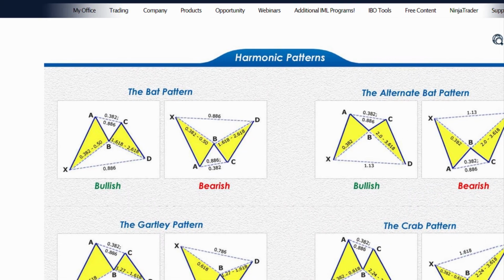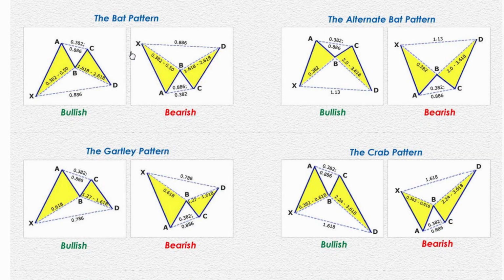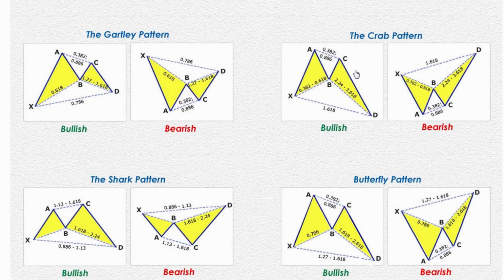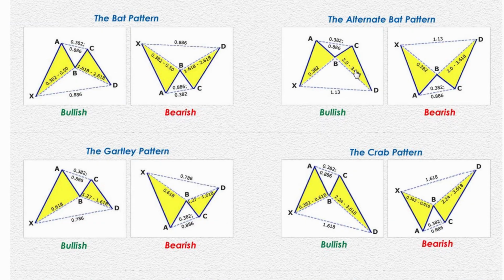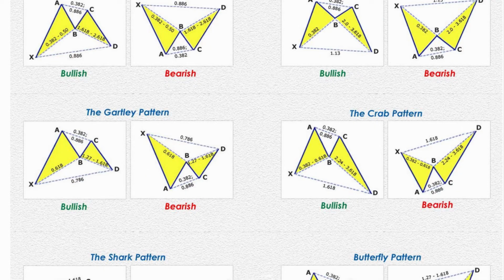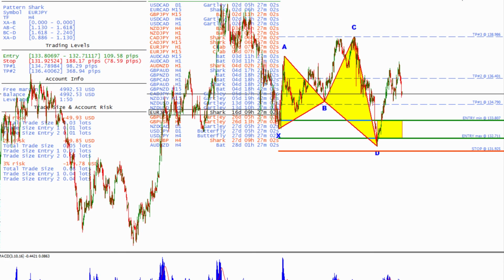So let me see if I can even find our harmonics. Here it goes. All right, so we talked about the Gartley, we talked about the bat, actually the alternate, that's the bat. In the future ones, we'll talk about the alternate bat, the crab, the butterfly, the shark. We'll get into all these different patterns and how it all interrelates with the scanner.